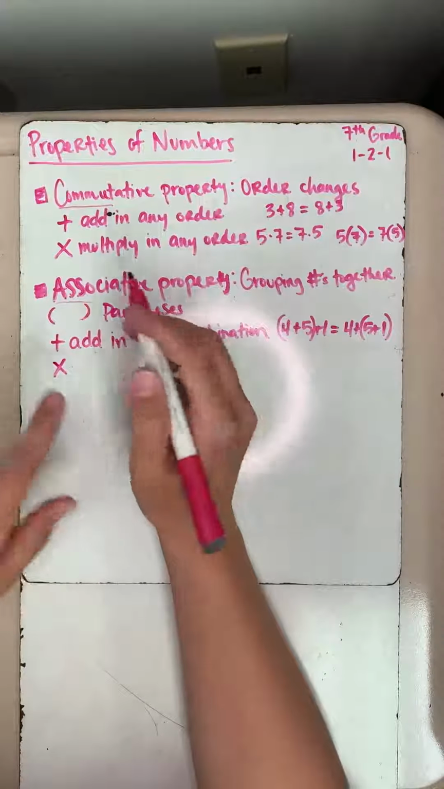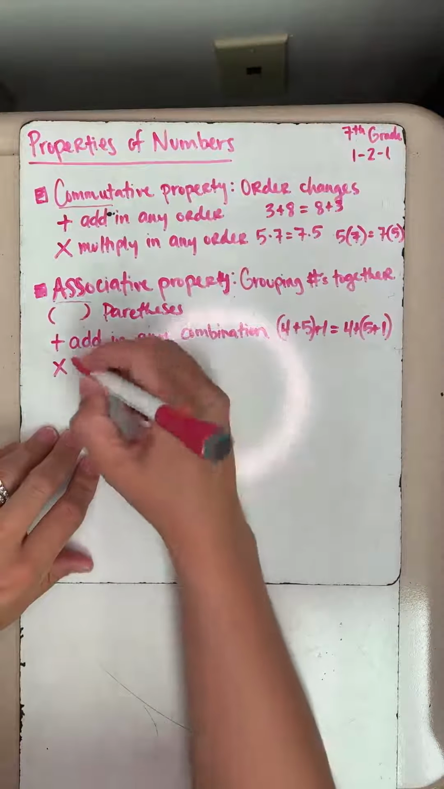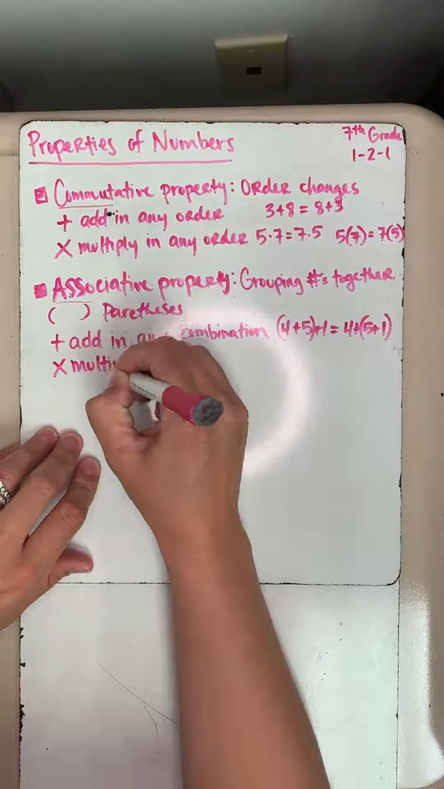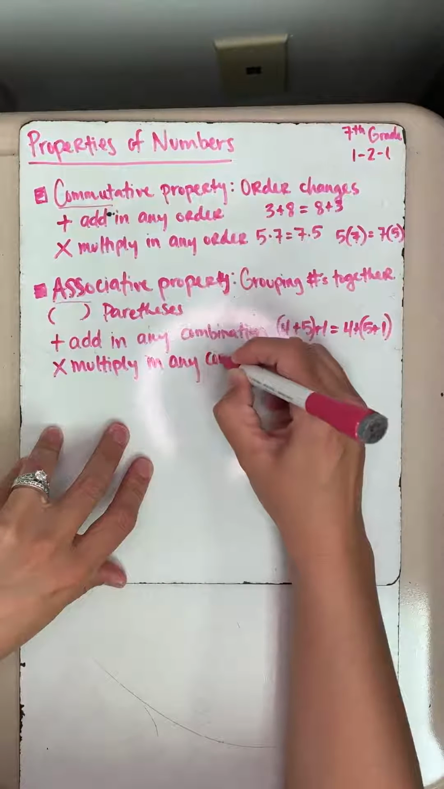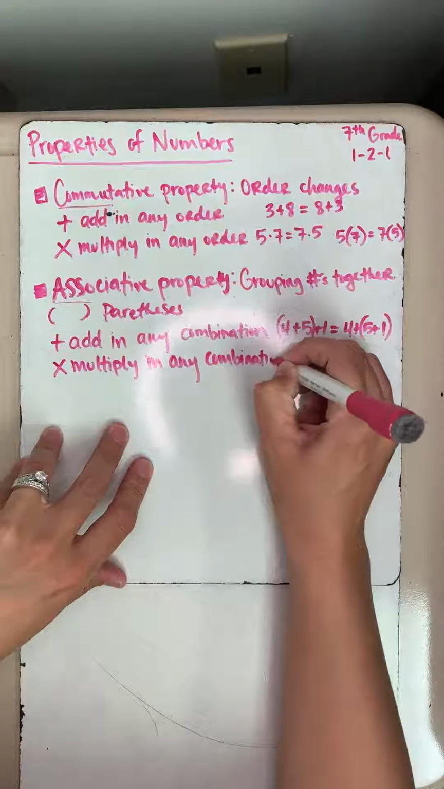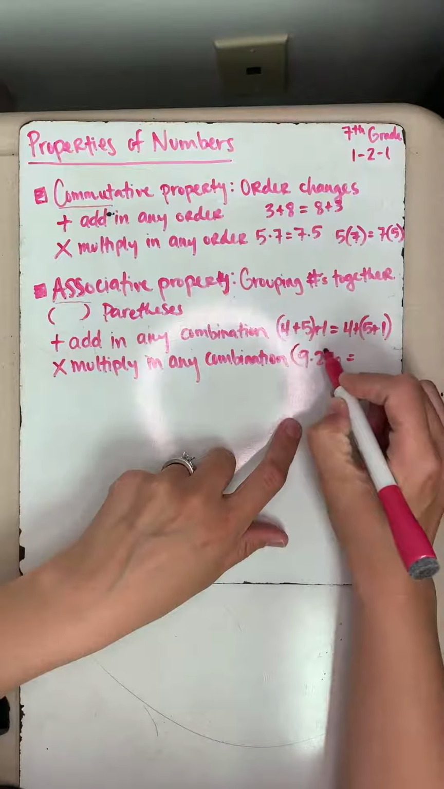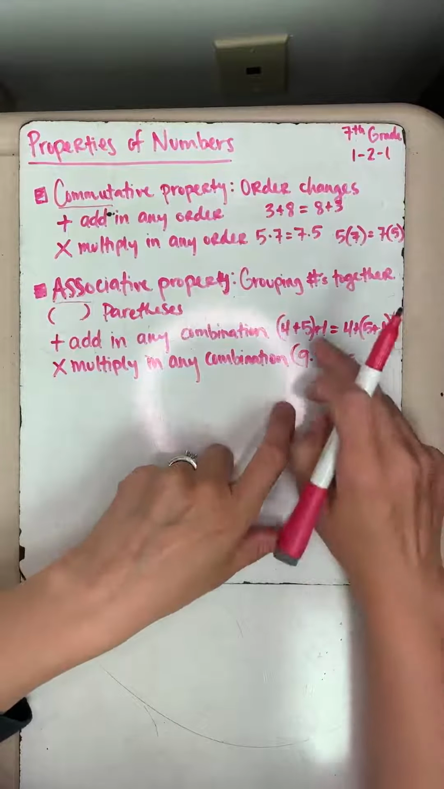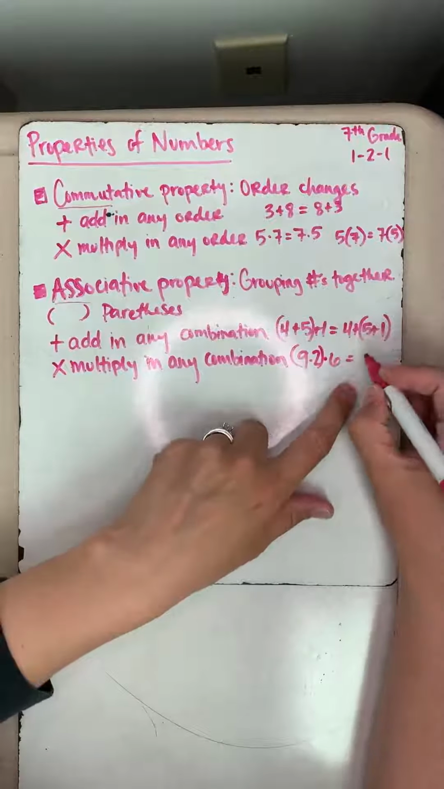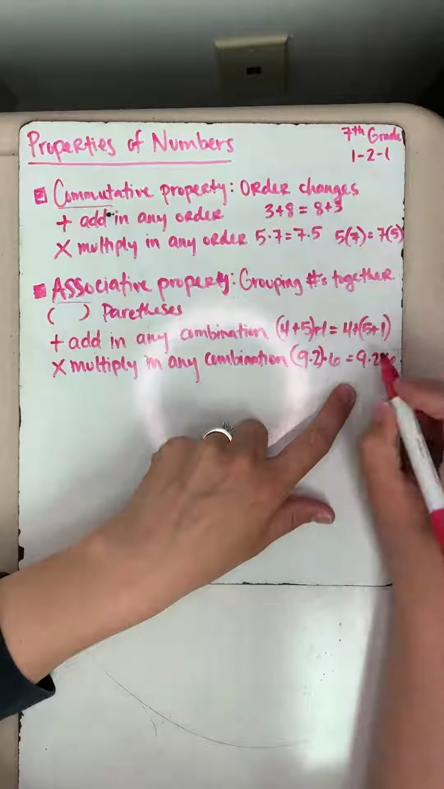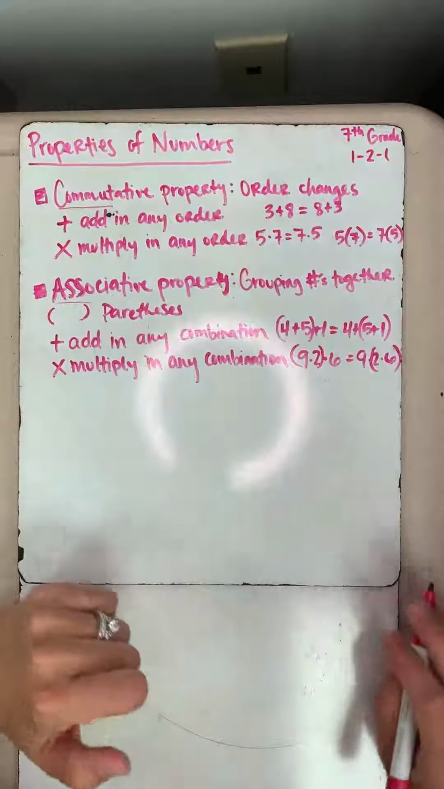You can also do the associative property with multiplication. So you can multiply in any combination. For example, like 9 times 2 times 6. 9 and 2 you can multiply first. Sorry, I kind of screwed up what my 2 looks like. Okay, and then over here, 9 times 2 times 6. If it's easier, you can multiply 2 and 6 first, and then times it by 9. You're going to get the same answer either way.